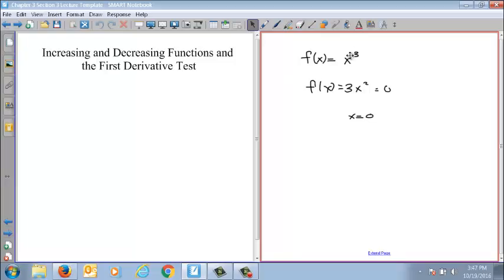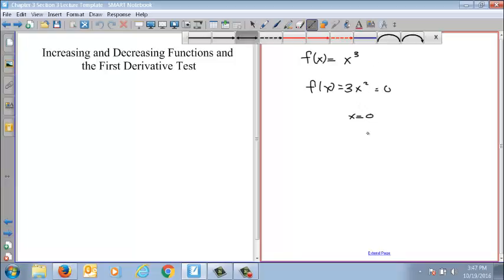And here's a function, though, where if you take the first derivative of the function, you get that. And you ask what values of x is the first derivative equal to 0? Well, the answer is at x equals 0. So you might say, oh, well, we have a maximum or minimum at x equals 0.